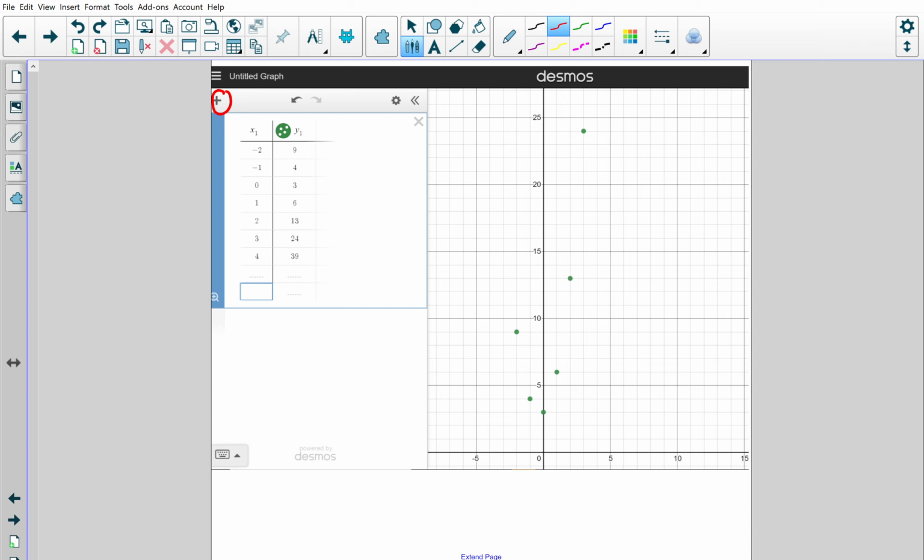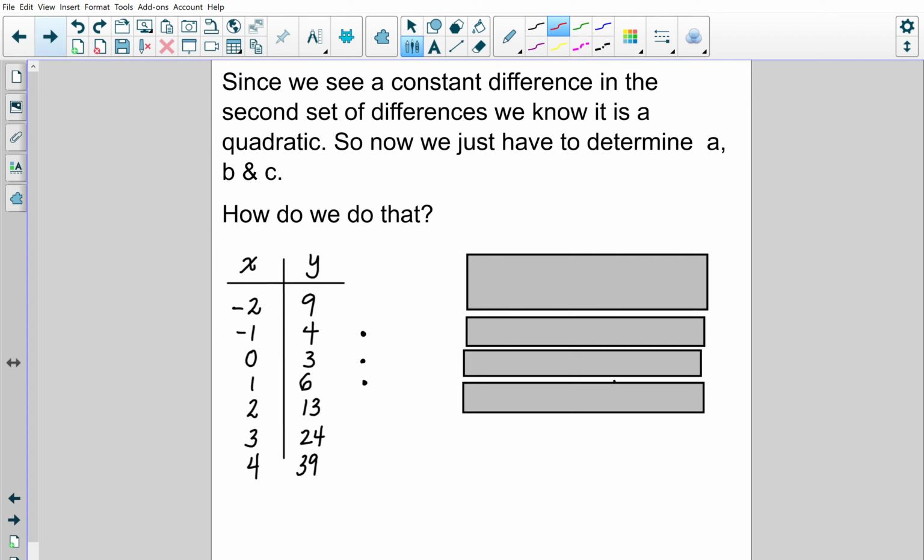Okay, so this looks like it's going to be parabolic. So that kind of confirms the idea that it's a quadratic function. So how do we then get that quadratic?